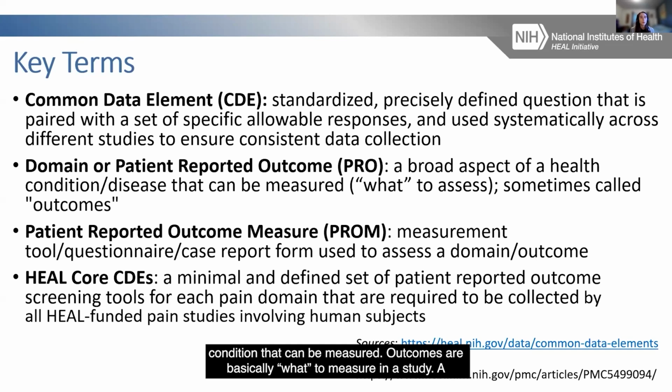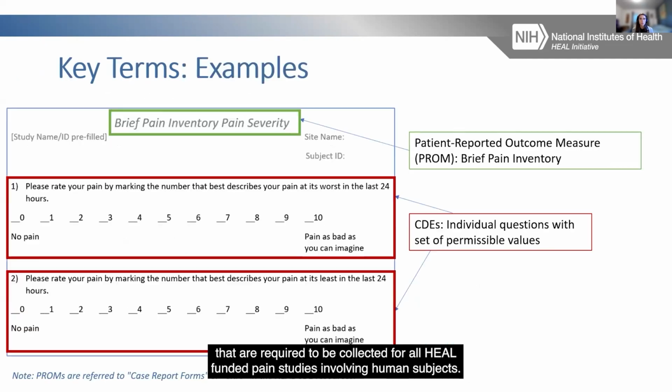Outcomes are basically what to measure in a study. A patient-reported outcome measure, or PROM, is a measurement tool or questionnaire used to assess the domain or outcome. This is how to assess something. For the HEAL CDE initiative, we use the term case report form to refer to PROMs. And then lastly, the HEAL core CDEs are a minimal and defined set of patient-reported outcome screening tools for each pain domain that are required to be collected for all HEAL-funded pain studies involving human subjects.